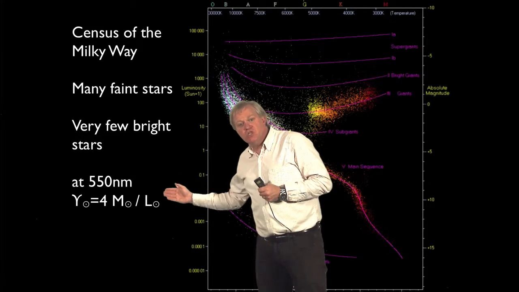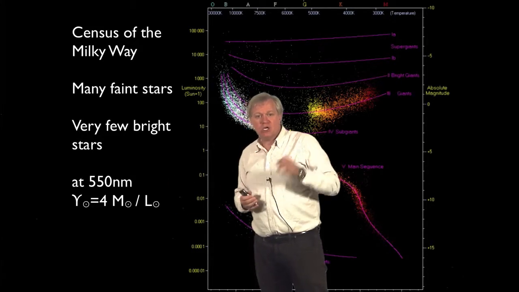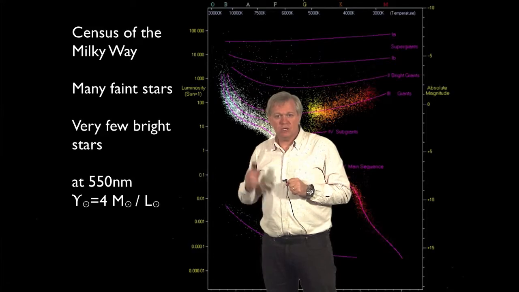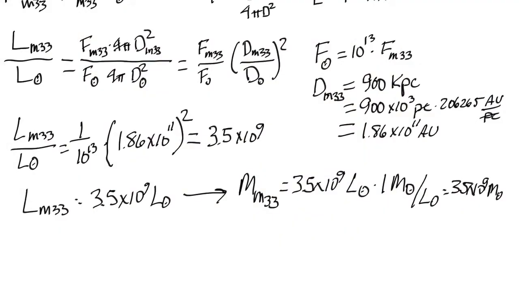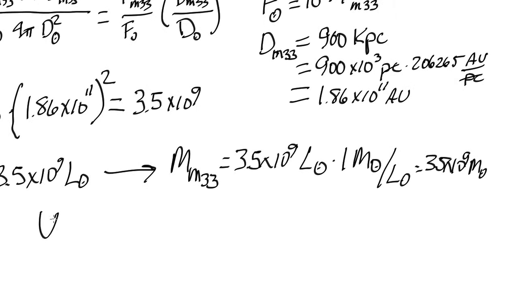So we can use this number to change the light of M33 into a mass. So our accounting told us that rather than 1 solar mass per solar luminosity, we can expect that the stars of the Milky Way or of any other galaxy will give a mass to light ratio of 4 M solar per solar luminosity.